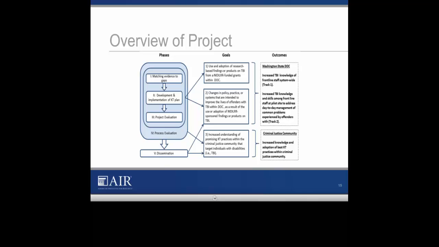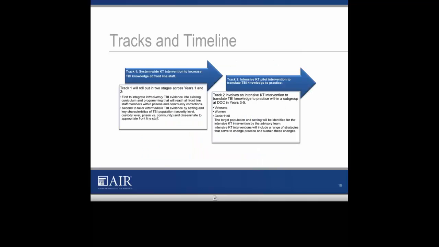I'm going to jump forward and just share some sense of how we intended to roll it out, or how we propose to roll it out, with the caveat that it may change based on our work with the DOC. But the big idea was that out of our knowledge translation planning, we would likely come up with a couple of tracks that we would begin to roll out.